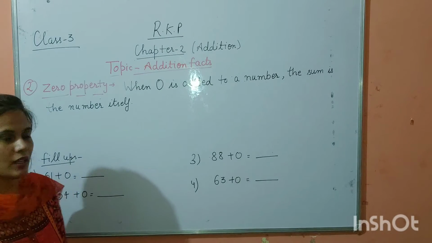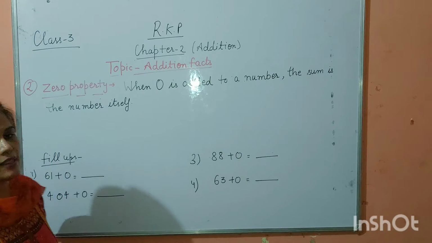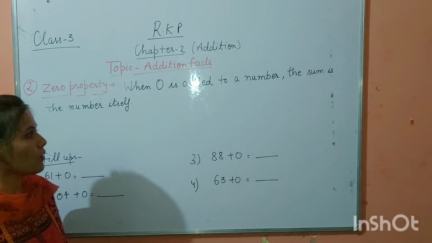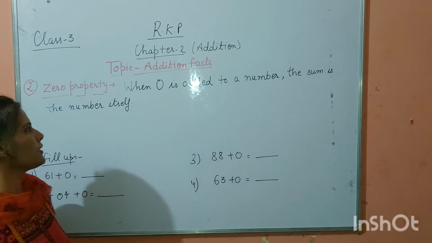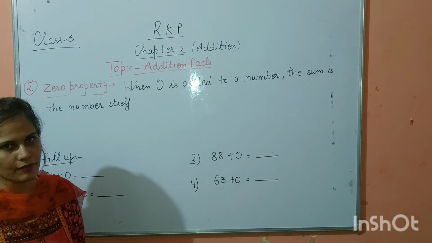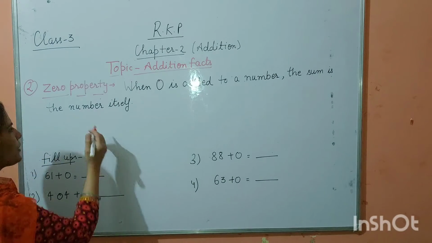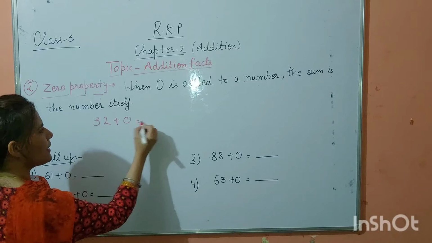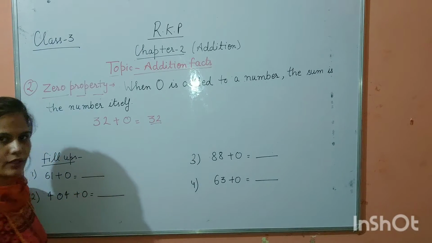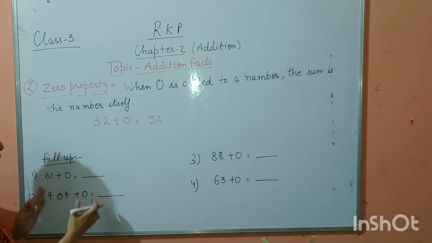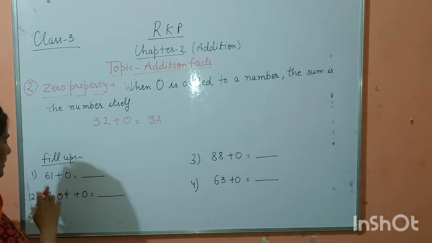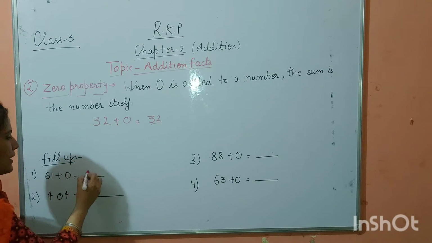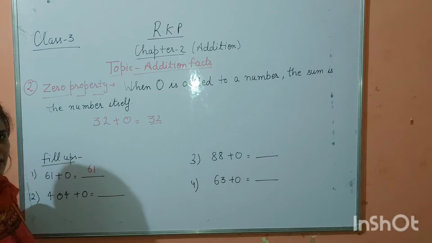So students, our second property is zero property. Means when 0 is added to a number, the sum is the number itself. Means if you add 0 to any number like 32 plus 0, you will get the number itself. Okay? Similarly, you can do in these fill-ups. 61 plus 0 will be the number itself. Means 61.